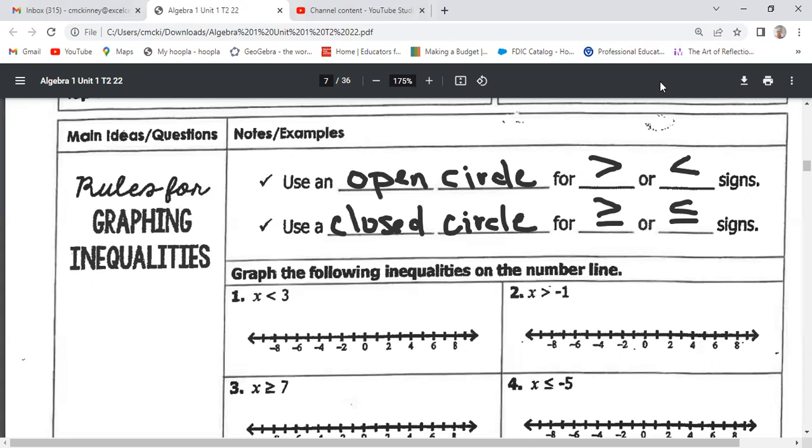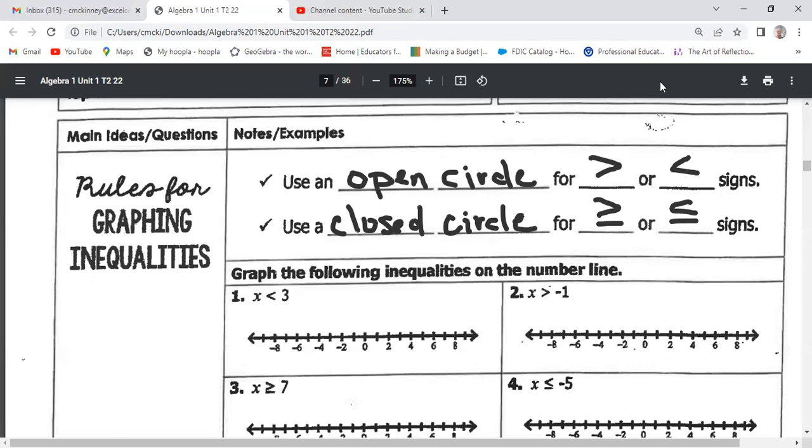Because if it has the line, it means that number is actually included in the solution set. When it doesn't have the line underneath, it means it goes right up next to that number, but it can't actually be that number. I'm going to look at these even problems, 2 and 4. So X is greater than negative 1.